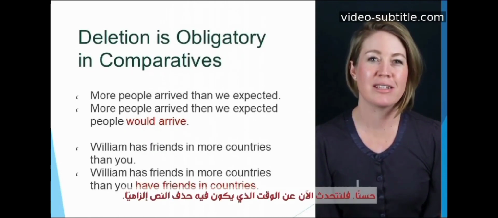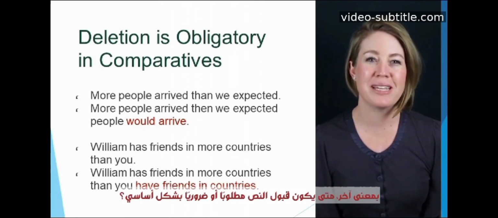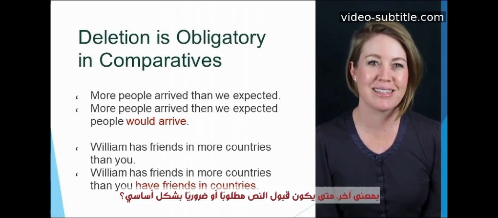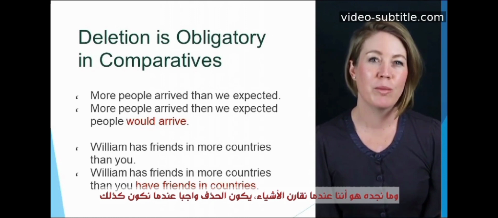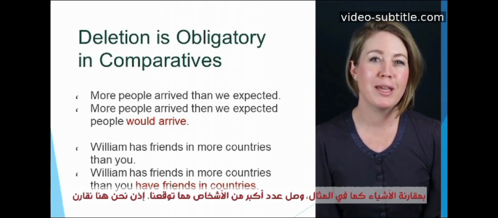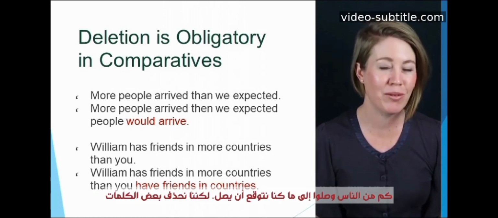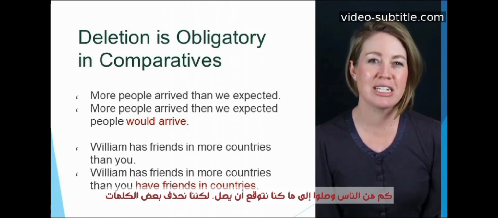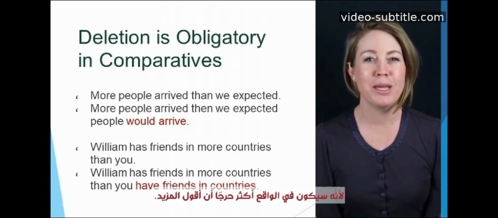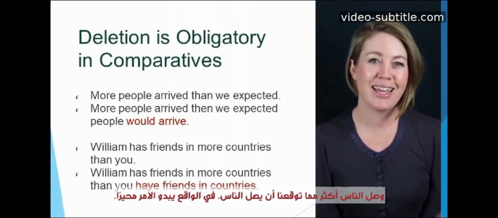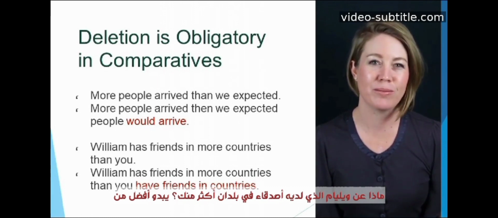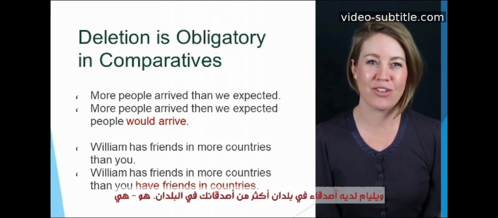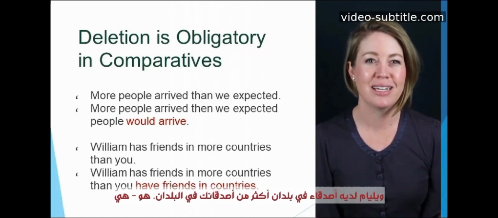All right, so now let's talk about when it's obligatory to delete text. So in other words, when is it basically demanded or necessary to omit text? And what we find is that when we're comparing things, deletion is obligatory. Like in the example, more people arrived than we expected. So here we're comparing how many people arrived to what we expected would arrive, but we're omitting some words because it would actually be more awkward to say, more people arrived than we expected people would arrive. It actually sounds confusing. What about, William has friends in more countries than you? It sounds better than, William has friends in more countries than you have friends in countries.